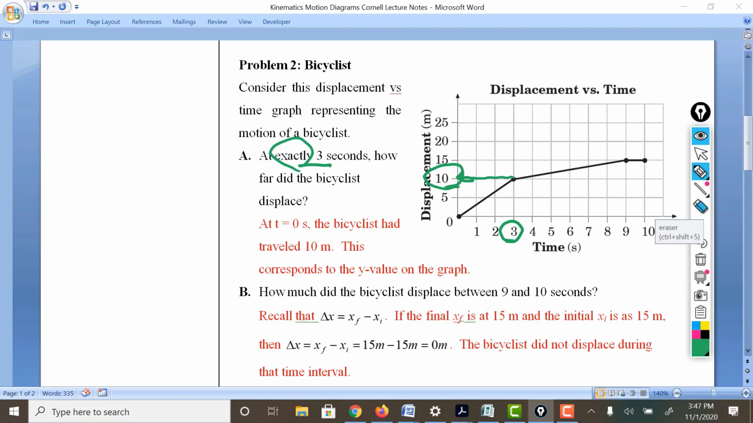How much did the bicyclist displace between 9 and 10 seconds? So we have to notice something here. If I'm going from each second that goes by, you'll notice that the bicyclist is displacing. They are leaving the starting point.